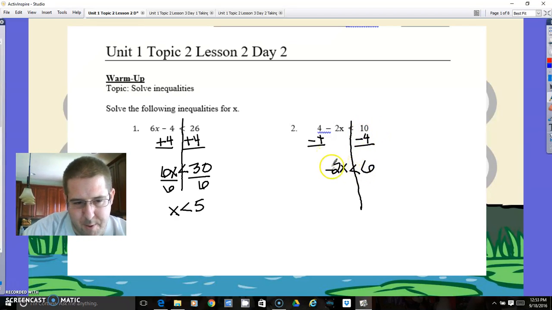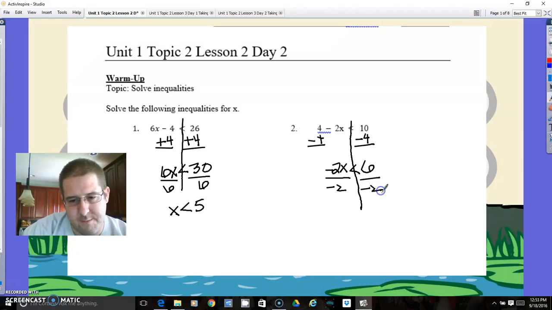Here is the tricky part, though. Division property of equality states that whenever you divide both sides by a negative, you must flip the sign. That's just the rule. So x is greater than negative 3.